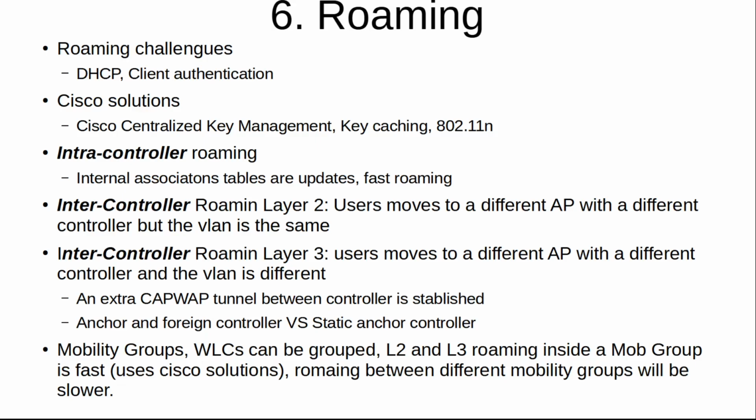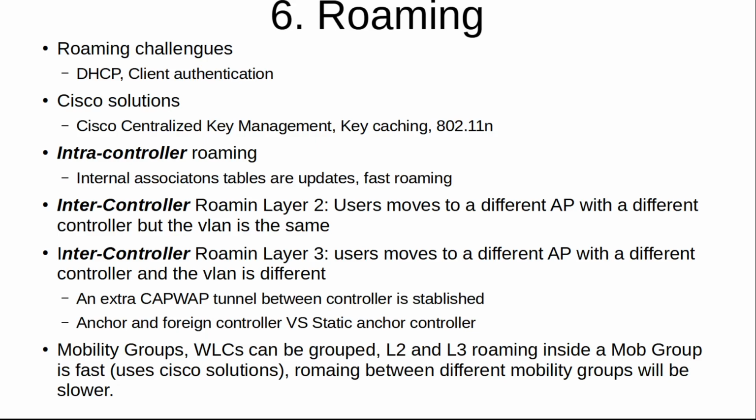There are two ways of doing inter-controller roaming. If you're moving to a different AP with a different controller, but using the same VLAN, you will be doing layer 2 inter-controller roaming. But if you're moving to a different AP with a different controller, and the VLAN is also different, you will be doing a layer 3 inter-controller roaming. In this case, an extra CAPWAP tunnel between controllers is established.